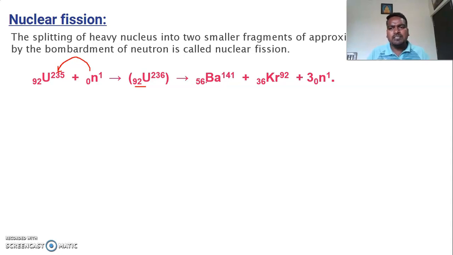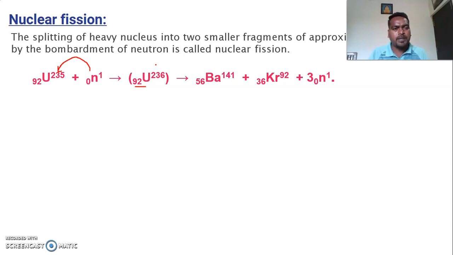So it is defined as the splitting of a heavy nucleus into 2 small fragments of approximately equal masses by the bombardment of slow moving neutron is called nuclear fission. Then the next question is, why does uranium undergo splitting? Why does the fission reaction take place in case of uranium?